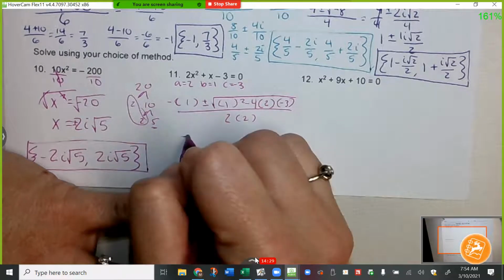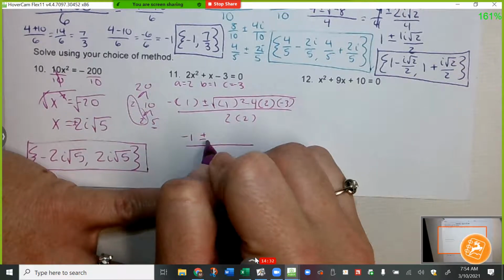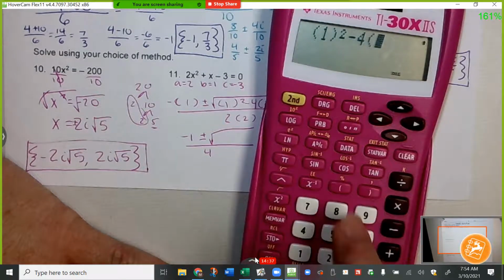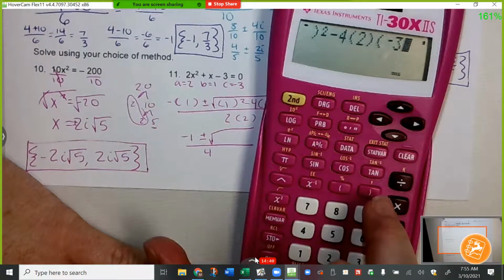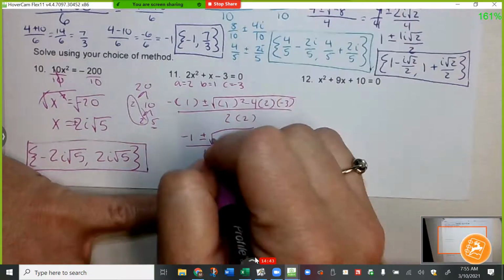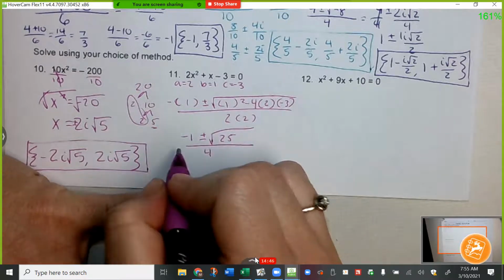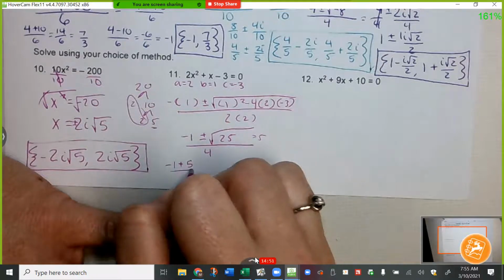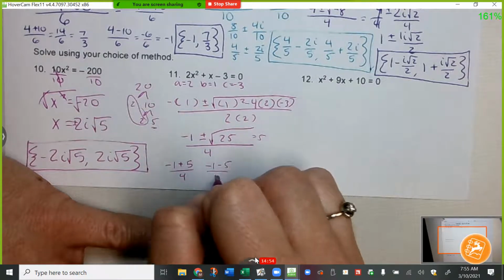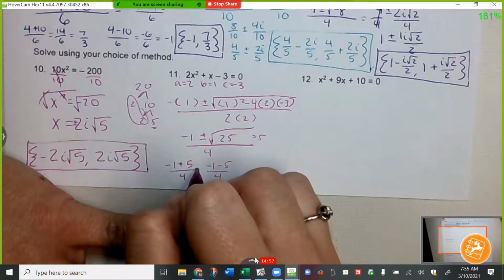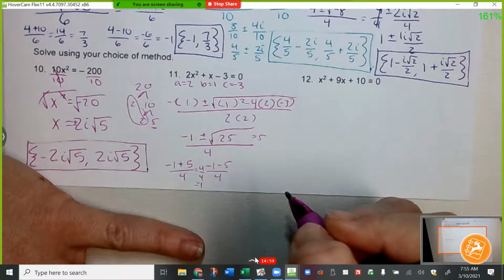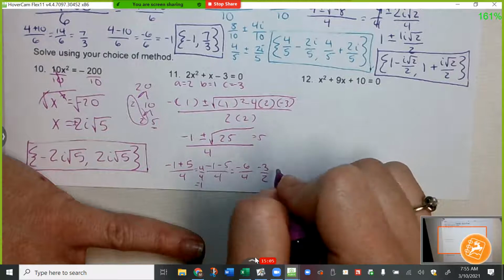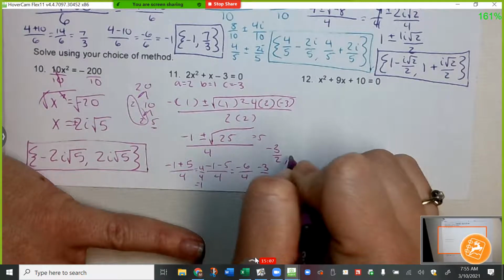So this becomes negative 1 plus or minus 2 times 2 is 4, square root of something. 1 squared minus 4 times 2 times negative 3. So 25. So this one could have been factored. So I get negative 1 plus square root of 25, y'all, is just 5 over 4, and negative 1 minus 5 over 4. It's going to be 4 over 4, which just equals 1. It's going to be negative 6 over 4, which is negative 3 over 2. So I get negative 3 over 2, comma 1.